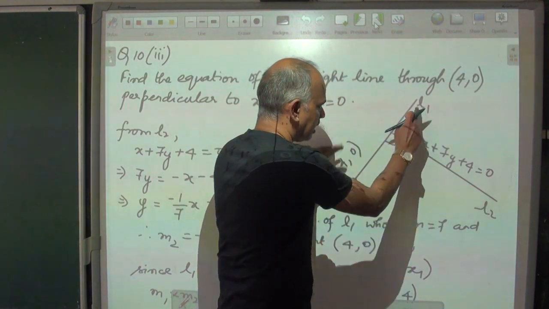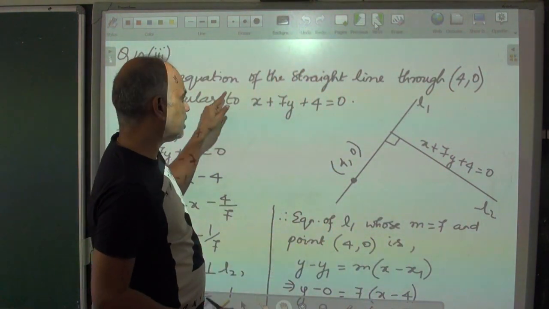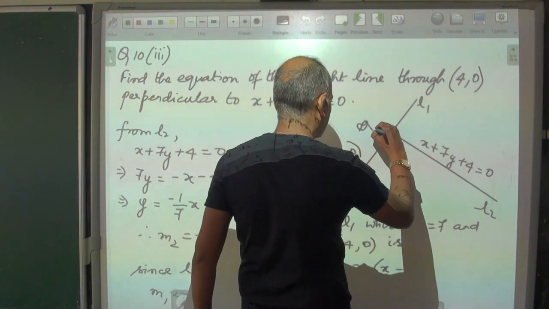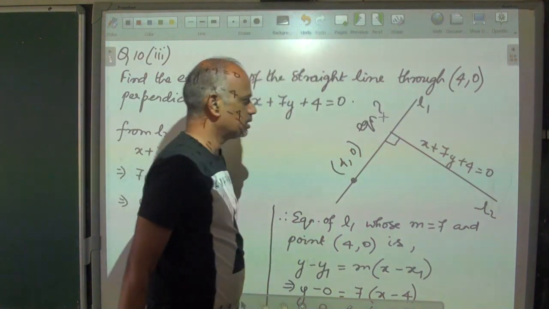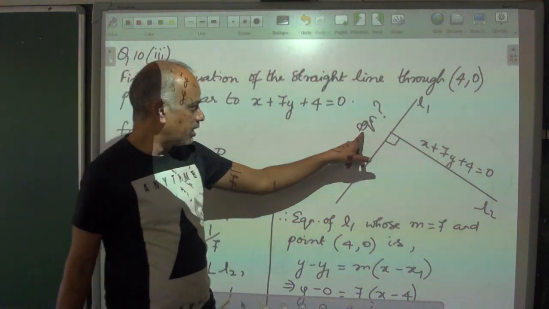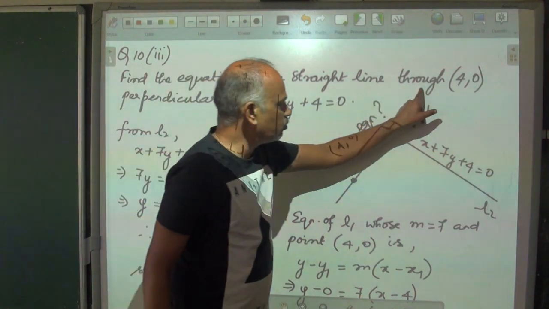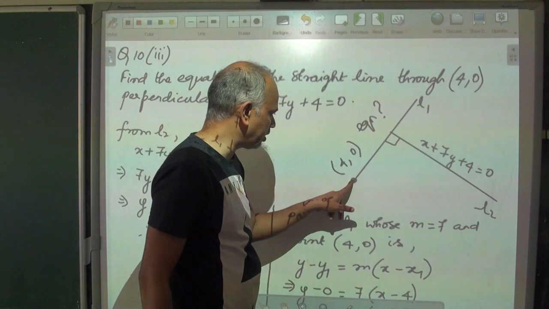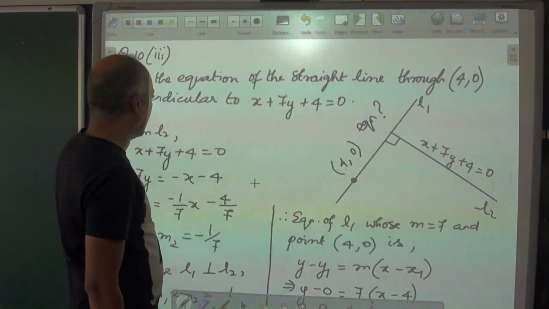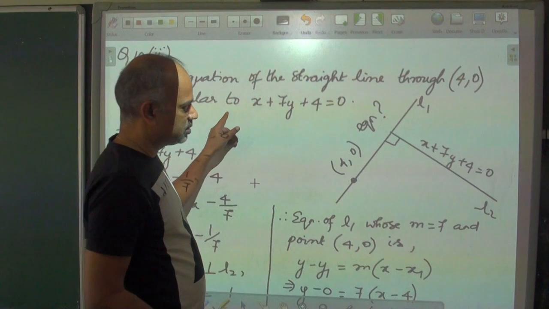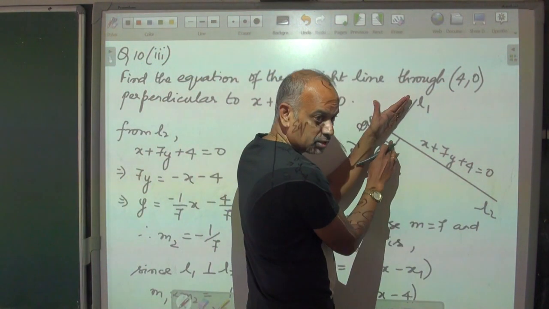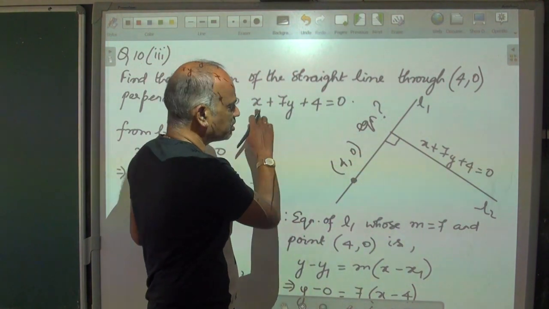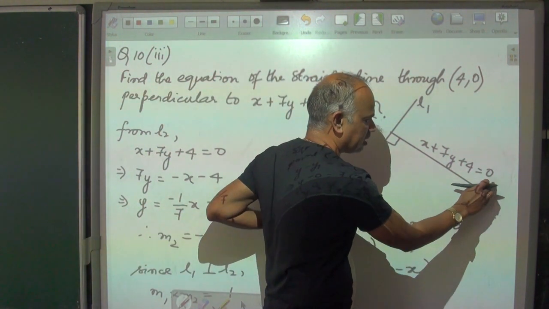I have named this straight line as line 1. So find the equation of this straight line. This one's equation is what you have to find. So the equation is not known. You're going to find the equation of this line through 4, 0, which means it passes through the point 4, 0. And it is perpendicular to another line. Line 1 and line 2 are perpendicular. And for the other line, you know the equation. The equation is x plus 7y plus 4 is equal to 0.